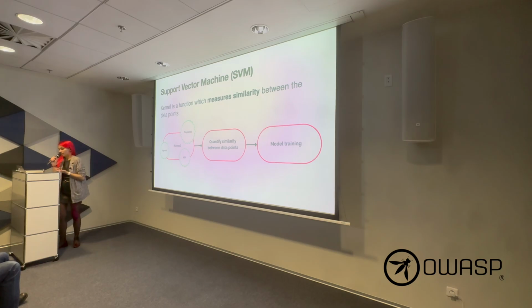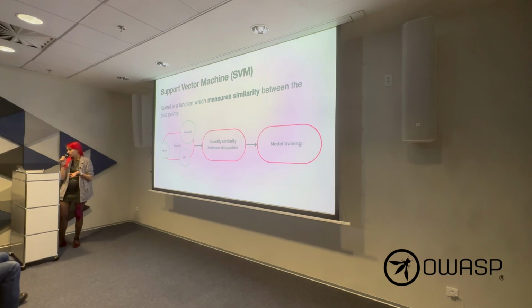What does it mean? In classical machine learning, whatever machine learning, when I want to do some classification task, which means taking a sample and putting it into some class, into some category, I have some data set and I have some samples in the data set, and I want to know how the samples are different or similar to each other. And the kernel function is one of the ways to measure it.